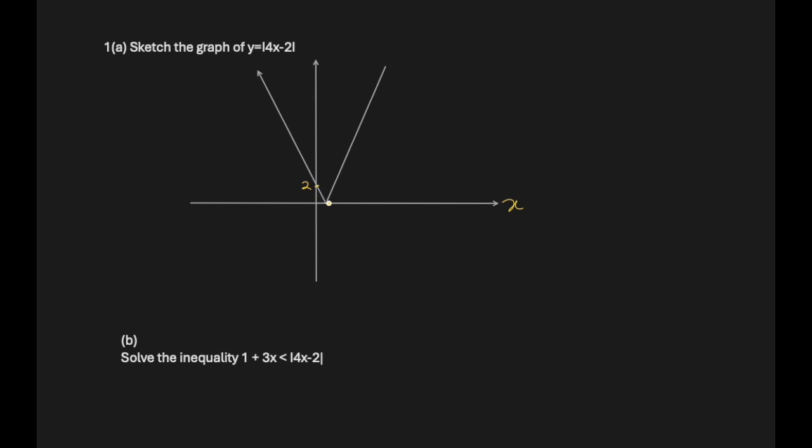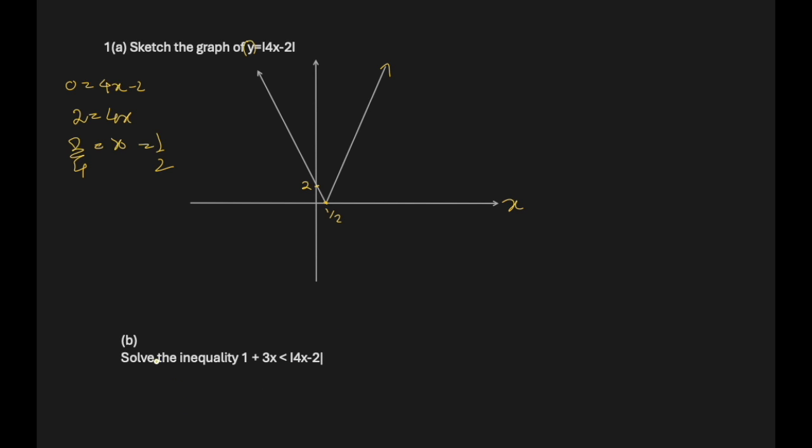What is the x-intercept? For x-intercept, just make y equal to 0. So if I say 0 equal to 4x minus 2, so 2 is equal to 4x. So x will be equal to 2 divided by 4. So that becomes half. So this particular point is half. That is the x-intercept. There will be an arrow here, and this is how the graph looks like.